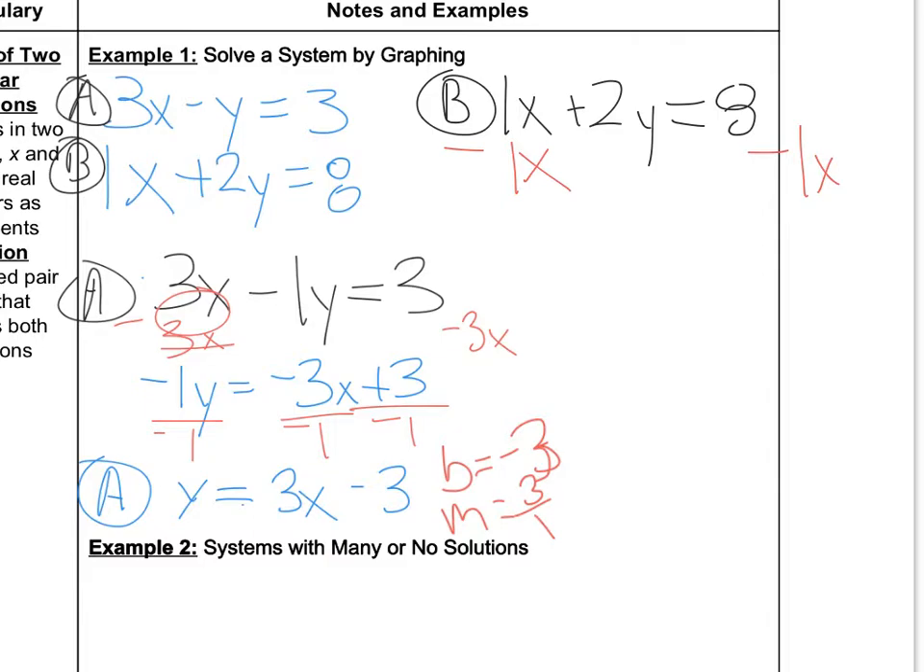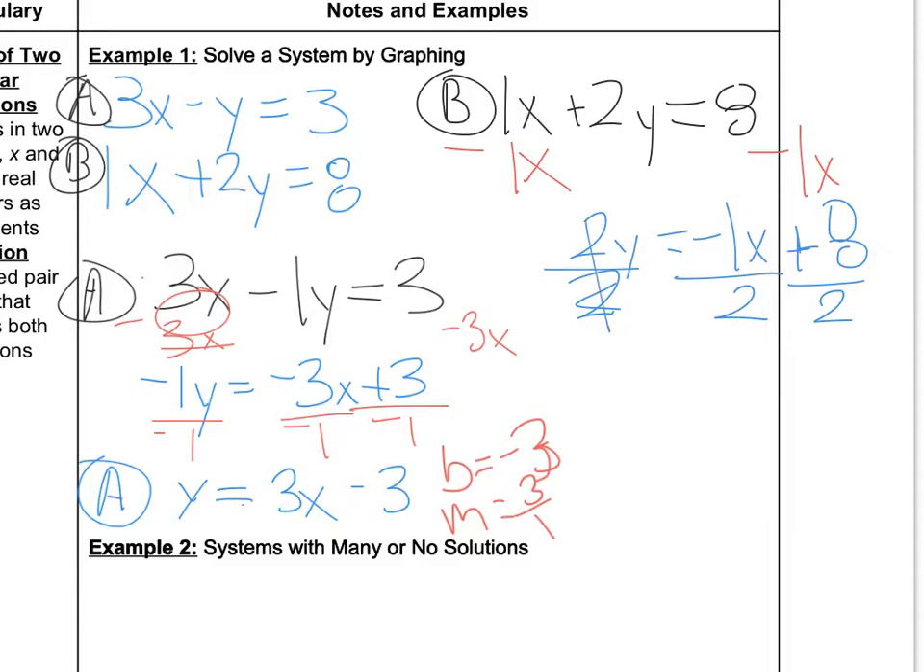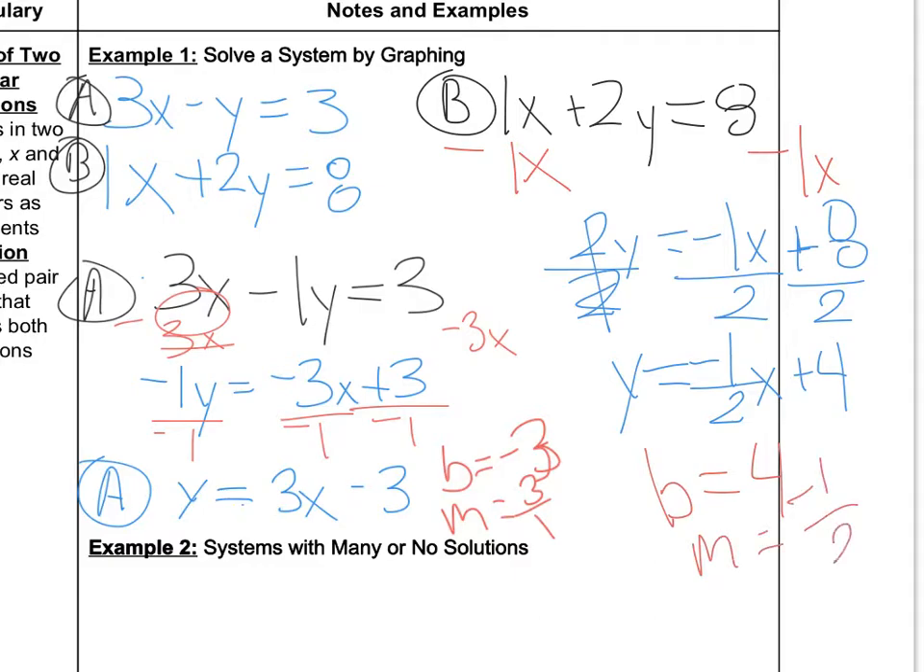So now we're left with 2y equals a negative 1x plus 8. And now we just divide by 2. It's y equals a negative 1 half x plus 4. 8 divided by 2 is 4. So now we have our b, which is 4, and our m, which is a negative 1 over 2.